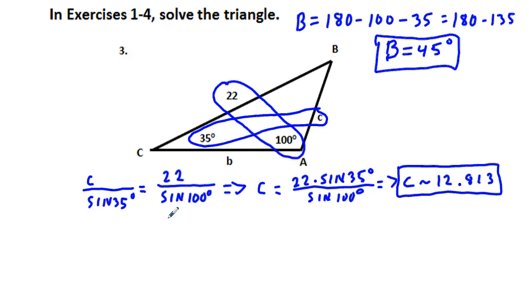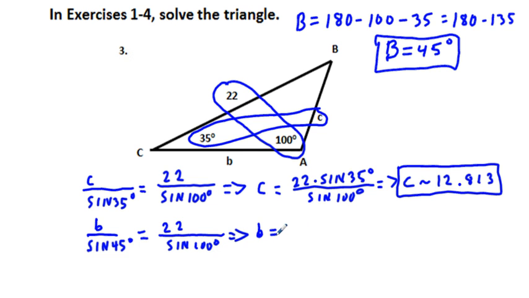Next, we're going to solve for side B. Well, what we have as side B is to the sine of angle B, which is 45 degrees. So we're going to have sine of 45 degrees. And we're going to take our same ratio we had of A to angle A. So we have 22 over sine of 100 degrees. And what we're going to have is side B is equal to 22 times sine of 45 degrees over sine of 100 degrees. Okay, and then we just make our calculation as we did before.